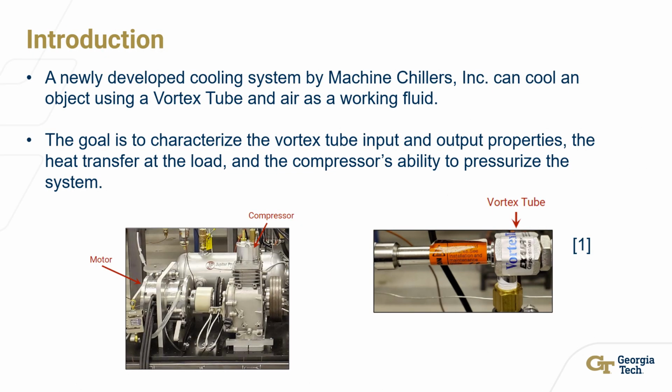A newly developed cooling system by Machine Chillers Incorporated can cool an object using a vortex tube and air as a working fluid. The Burdell Incorporated team has been tasked with modeling the system in order to determine its capabilities and ideal operating conditions. The goal is to characterize the vortex tube input and output properties, the heat transfer at the load, and the compressor's ability to pressurize the system.